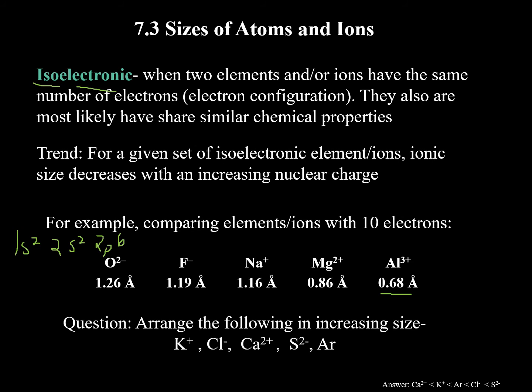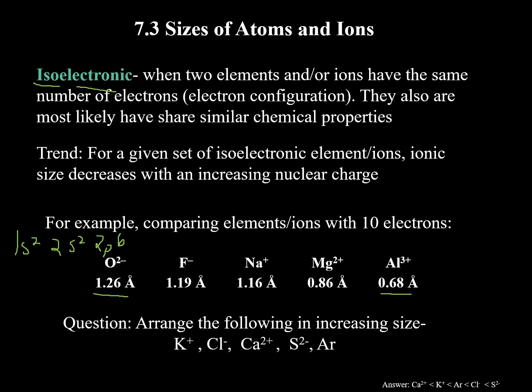Let's try the problem here. Sorry, and the largest one will be oxygen. It has the least number of protons, and it has 1.26 angstroms. So arrange the following in increasing size.